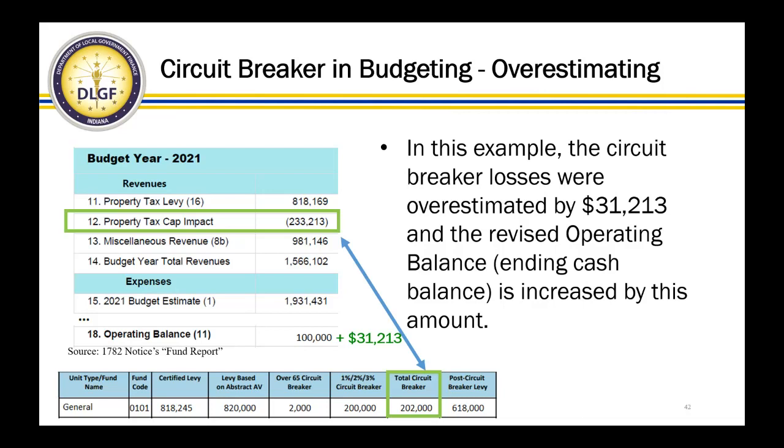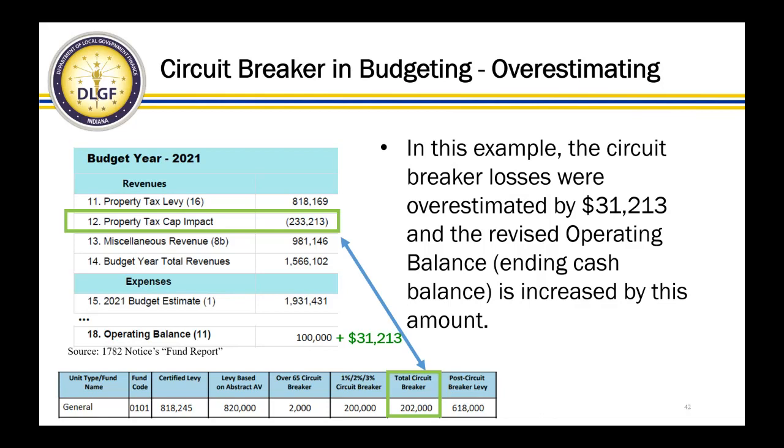In this top box, row 12 is an excerpt from the 4B, where when this unit for this fund was putting together the budget, they thought they would see $233,000 worth of circuit breaker losses. When the actual circuit breaker report comes out, we can see that the actual circuit breaker losses were only $202,000, which means that they thought circuit breaker was going to be worse than it was. In this particular example, we're looking at the net impact of a potential collection of an additional $31,000 of revenue. In this case, we started off with a $100,000 operating balance.